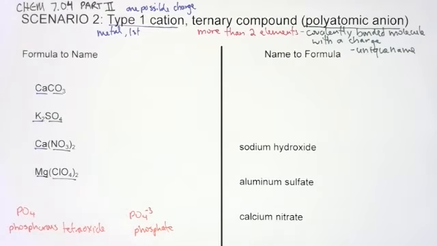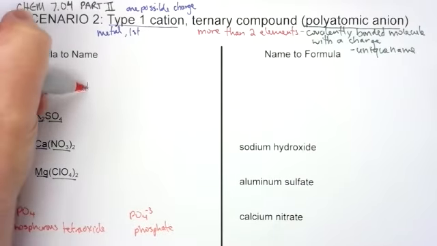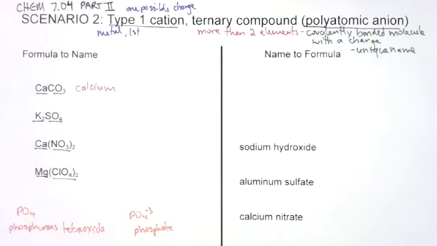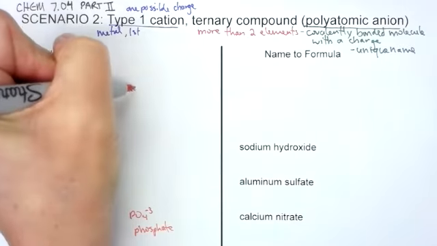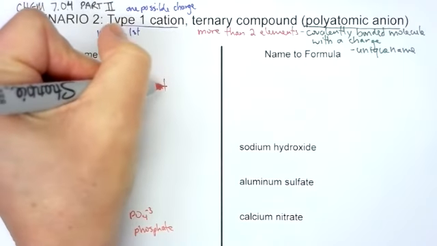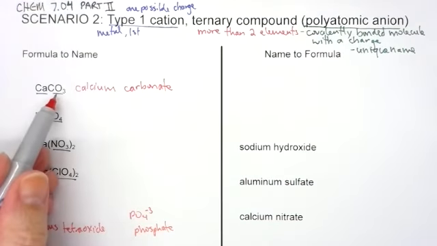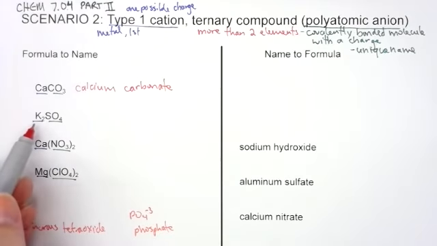And what we said last time was with our type 1 cations, it's just the name of the element. So this is going to be calcium. And you should have memorized by now that CO3 is carbonate. So you just have to use the name of the polyatomic ion as the name of your anion.